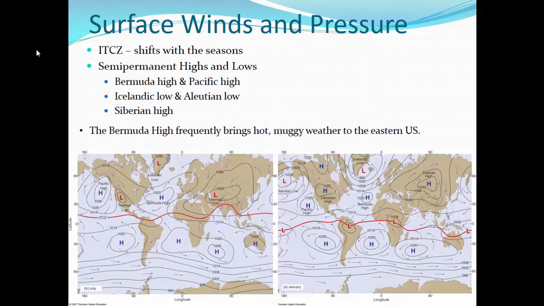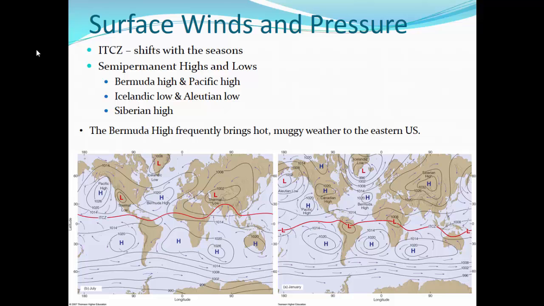Let's now talk about how that global atmospheric circulation affects our surface winds. And one of the first things you need to understand, because the northern hemisphere has so much land, and we know that land and water heat up and cool off differently, it does create some fluctuations in some of these wind patterns.